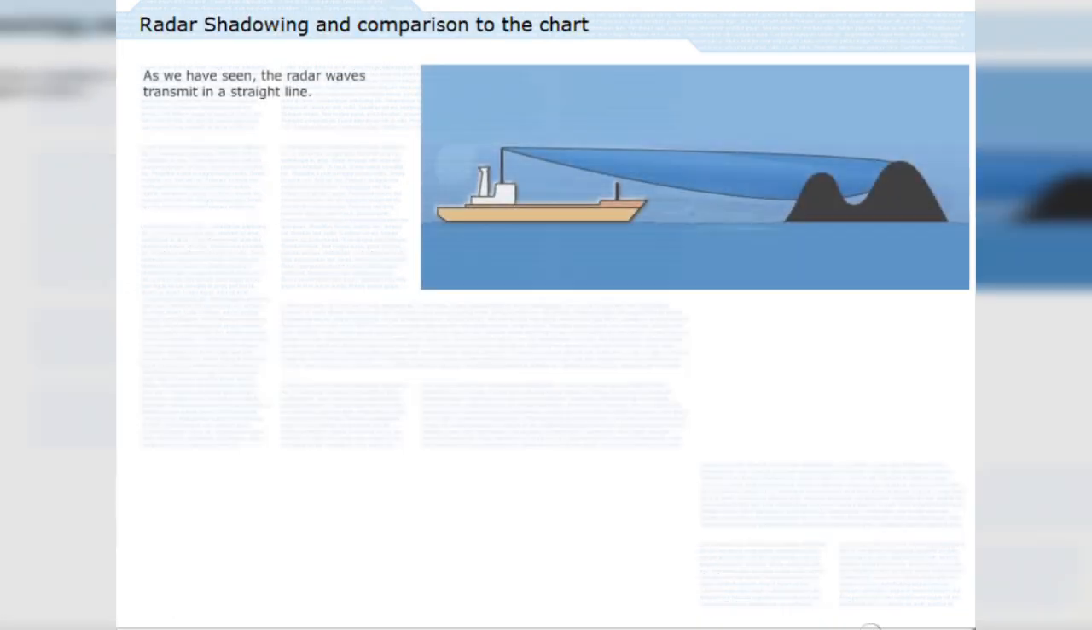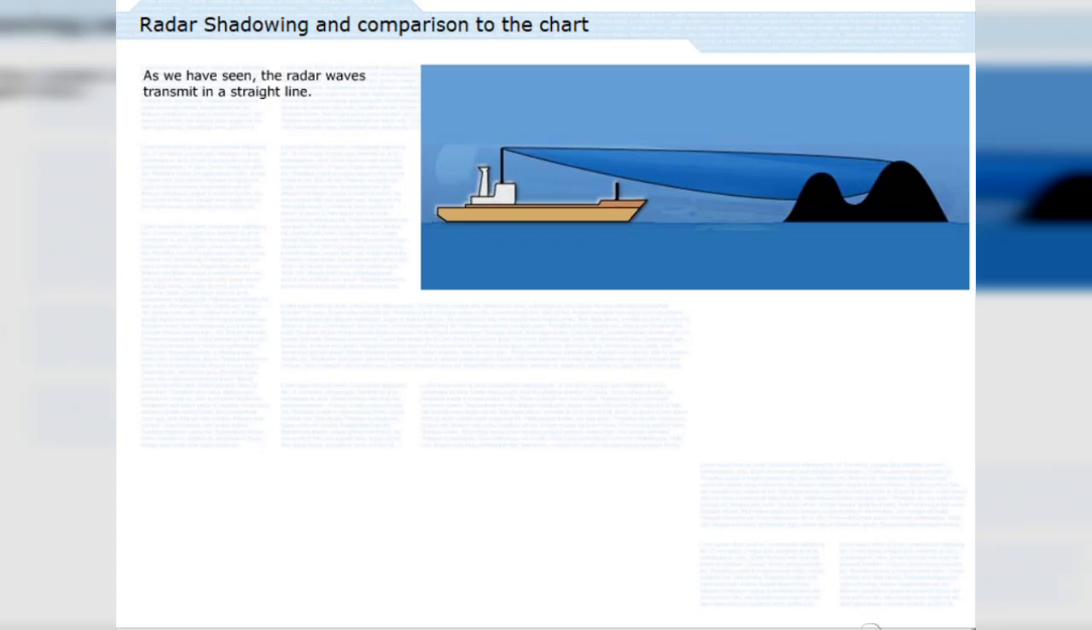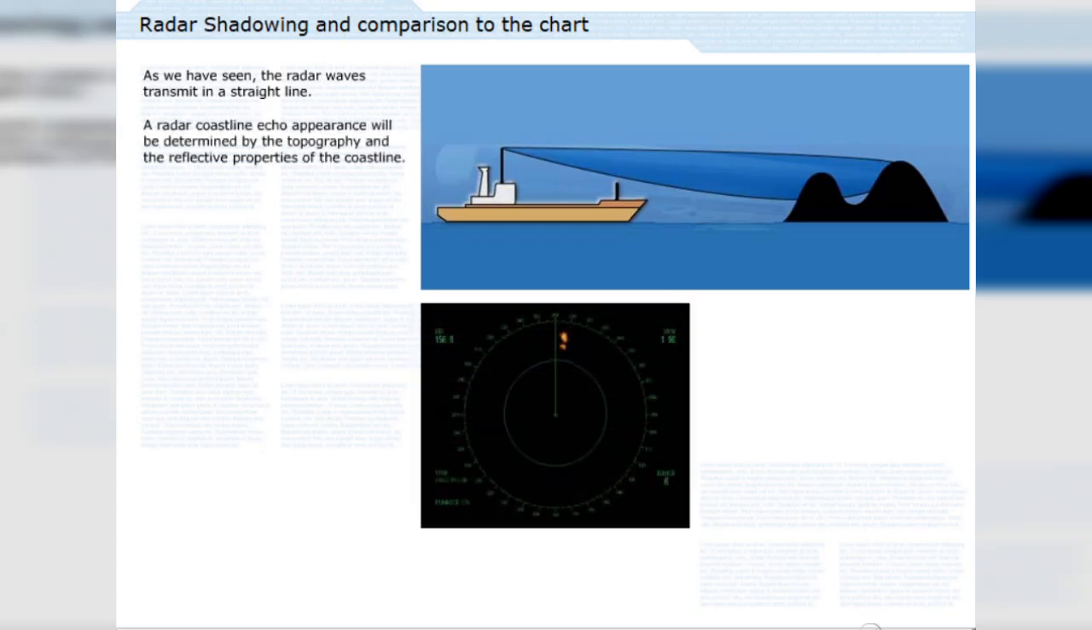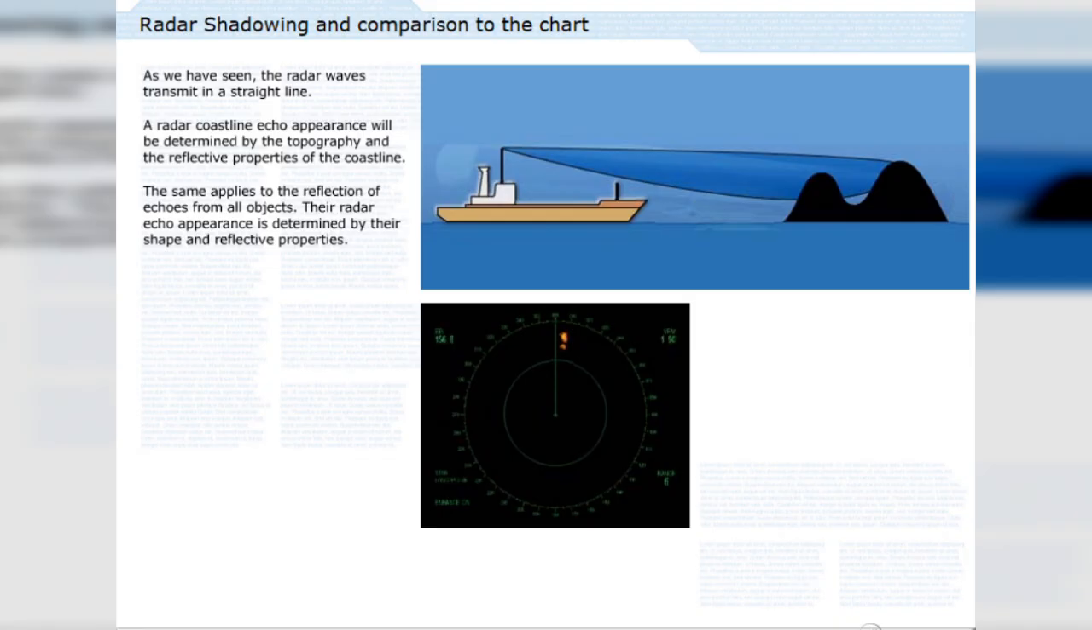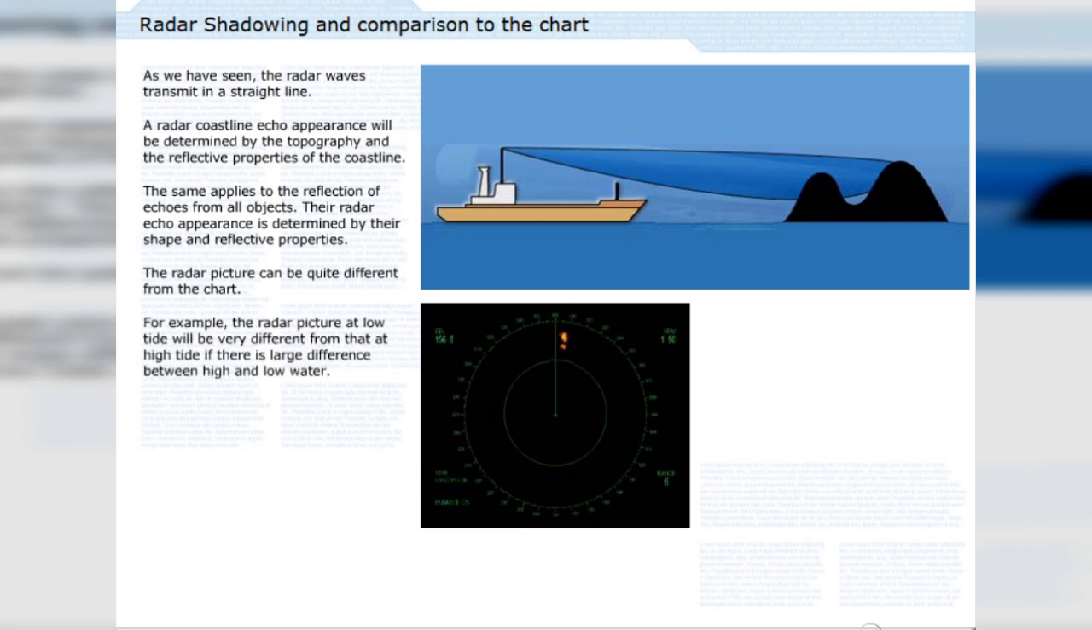As we have seen, the radar waves transmit in a straight line. A radar coastline echo appearance will be determined by the topography and the reflective properties of the coastline. The same applies to the reflection of echoes from all objects. Their radar echo appearance is determined by their shape and reflective properties. The radar picture can be quite different from the chart. For example, the radar picture at low tide will be very different from that at high tide if there is a large difference between high and low water.